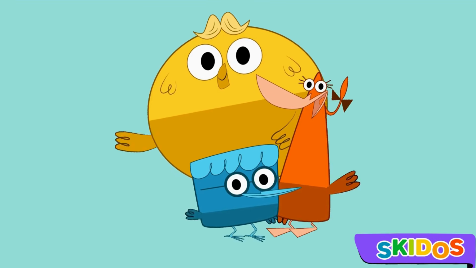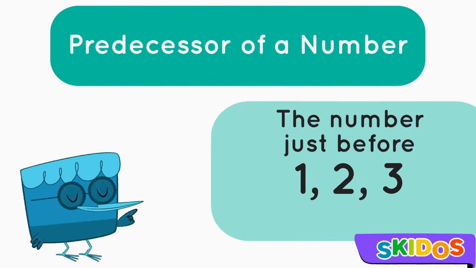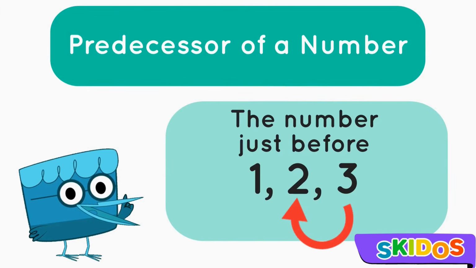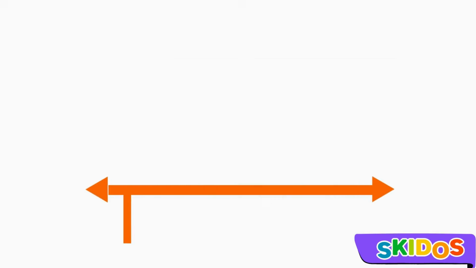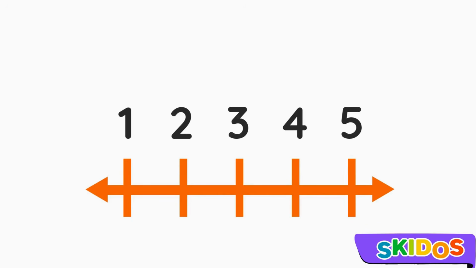Hi there. Let's learn about the predecessor of a number. Predecessor of a number is the number just before it. Let's create a number line from 1 to 5. 1, 2, 3, 4, 5.